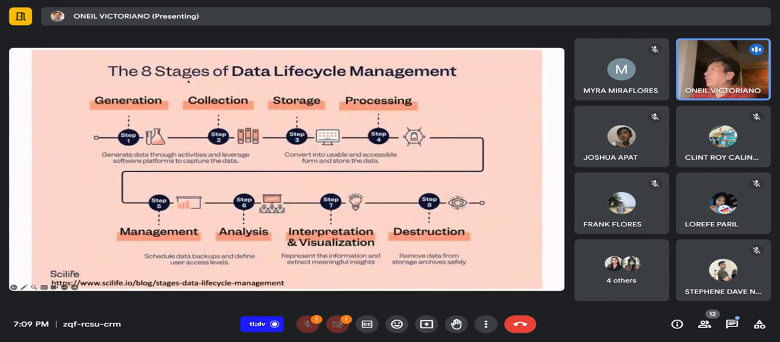So again, data lifecycle management would comprise generation, collection, storage, processing, and then we do management and part of analysis. Part of it would be scheduling backups and defining user access levels, interpretation, representation of information and extraction of meaningful insights, and of course, destruction or archiving or disposal.